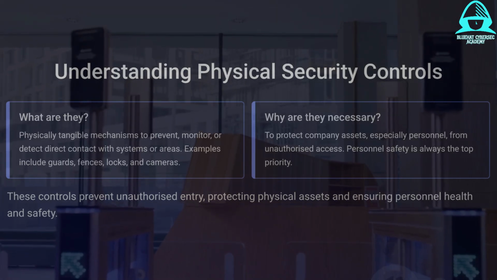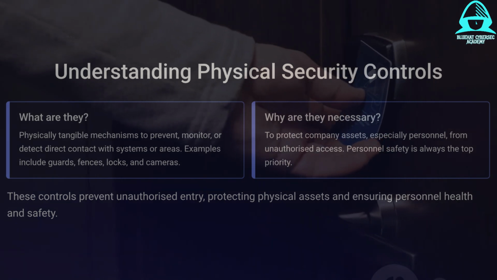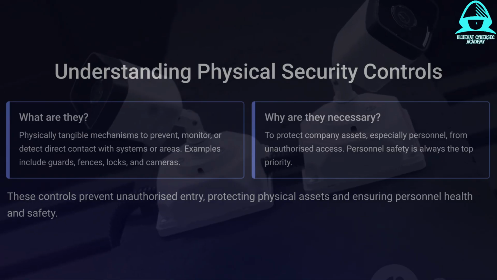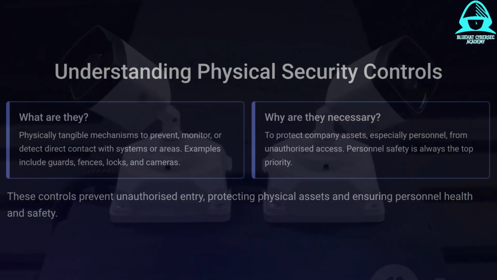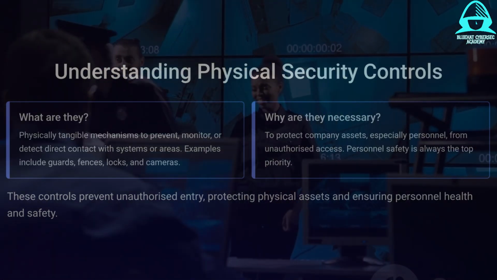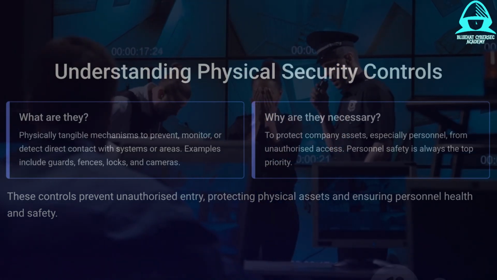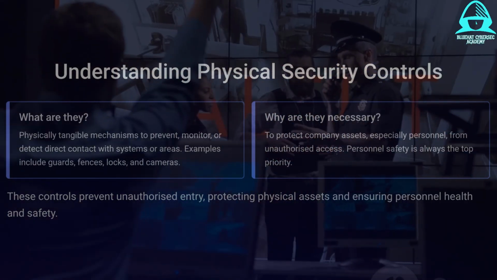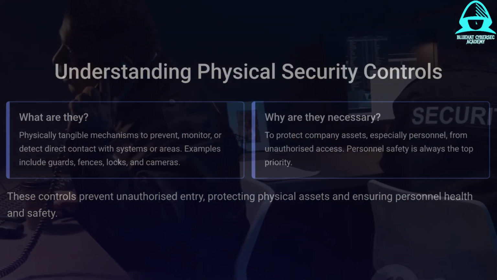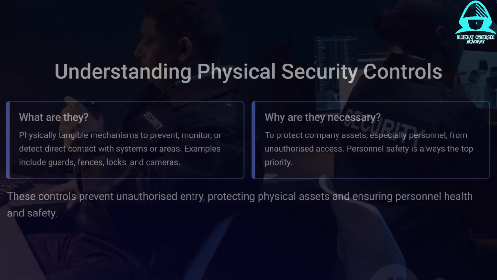So, what are physical security controls? Physical access controls are items you can physically touch. They include mechanisms deployed to prevent, monitor, or detect direct contact with systems or areas within a facility. Examples of physical access controls include security guards, fences, motion detectors, locked doors or gates, sealed windows, lights, cable protection, laptop locks, badges, swipe cards, guard dogs, cameras, man traps or turnstiles, and alarms.